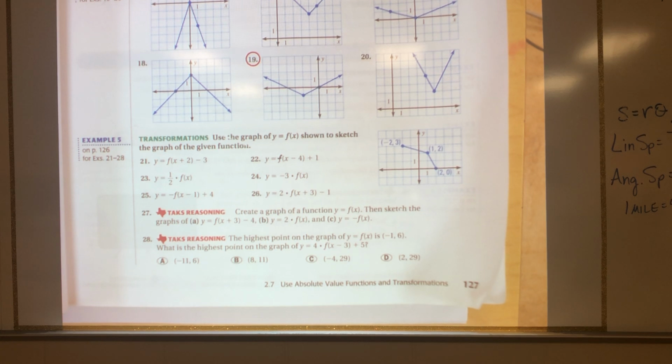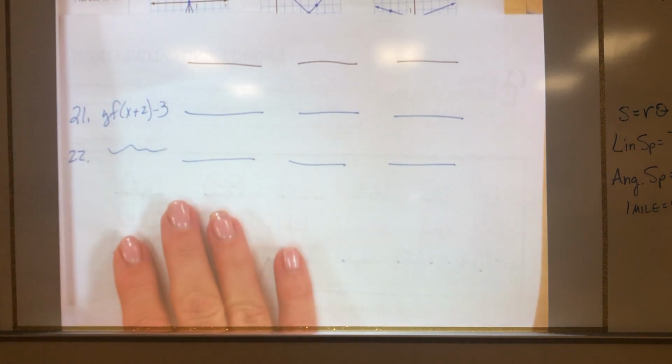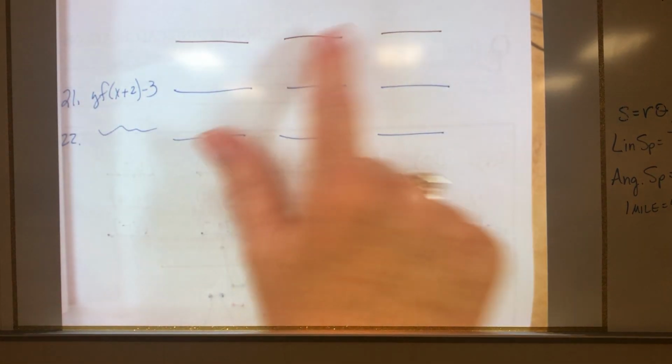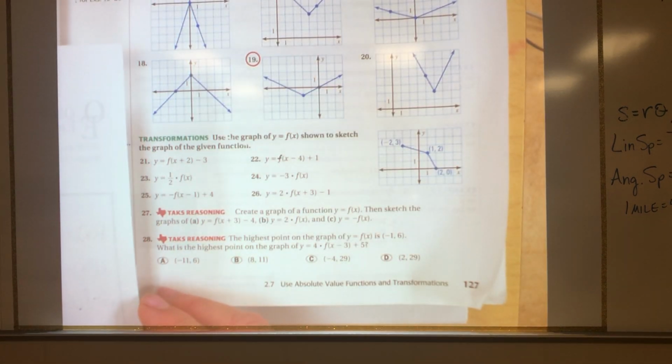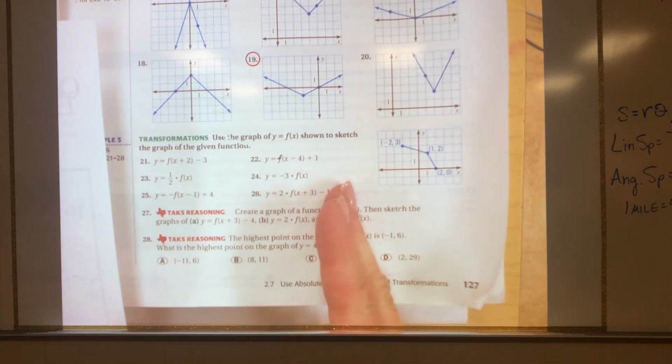All right, 21 through 26. How many points are on your graph? 3 points, okay? So I want to show you what I want your paper to look like. This is what I want your paper to look like, okay? Here's the black points. What order do we put them in? Left to right.